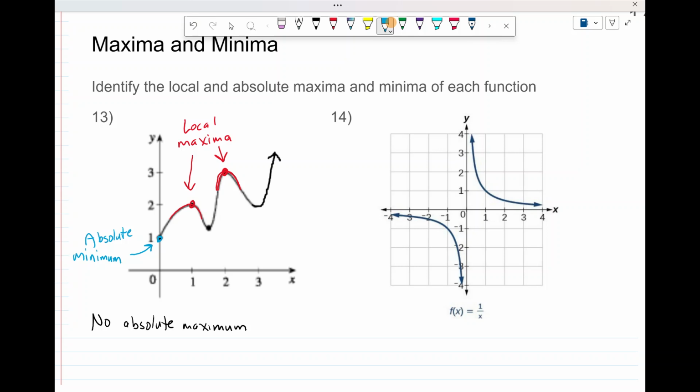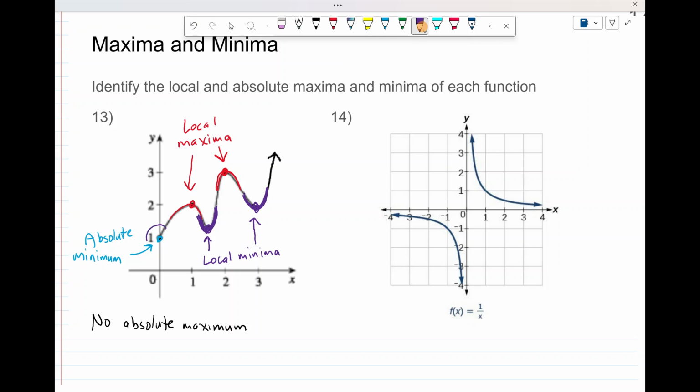Are there any, let's see, local minima? Again, I'm going to look for my valleys and see if I can trace a U. Here, I can trace a U right there. So this point would be a local minimum. But there's more than that. We have another valley right there. And so these two are both local minima.